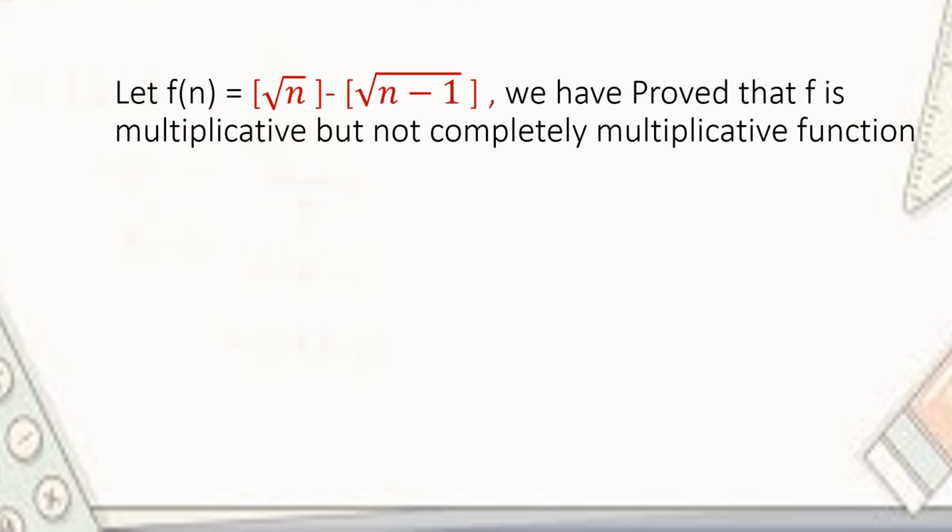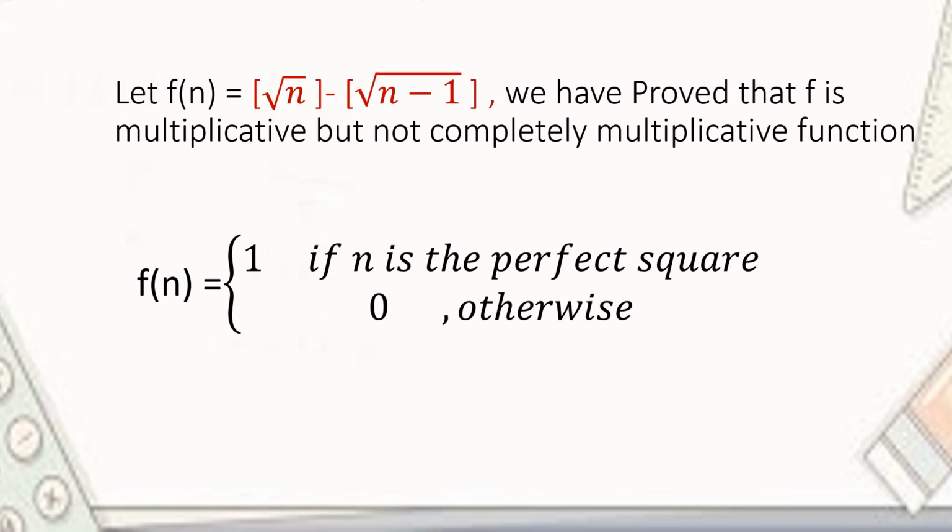Now we have proved that the given function is multiplicative but not completely multiplicative by using the main property, that is f of n is equal to 1 if n is a perfect square, 0 otherwise. By using this property, we could easily prove that it is multiplicative but not completely multiplicative function.